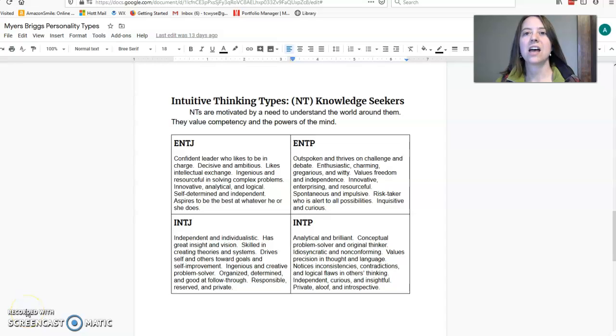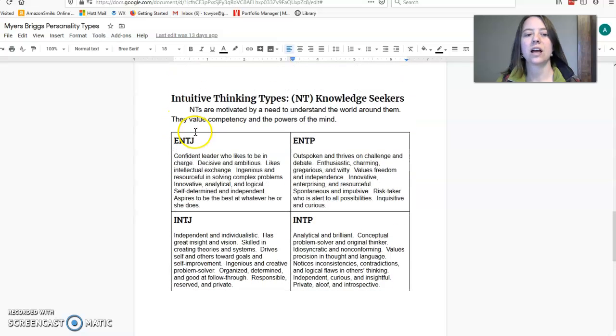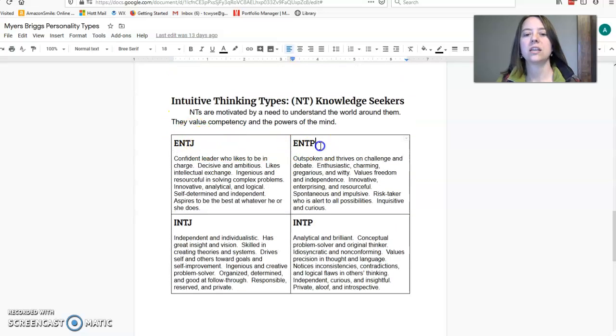If you did not have an S, you would have an N, and you'll be one of the other 8 categories. And those, we're going to start with NTs, knowledge seekers, and intuitive thinking types. NTs are motivated by a need to understand the world around them. They value competency and the powers of the mind. And there are 4 types: ENTJ, ENTP, INTJ, and INTP. Again, read the descriptions and see if you think they fit you well.